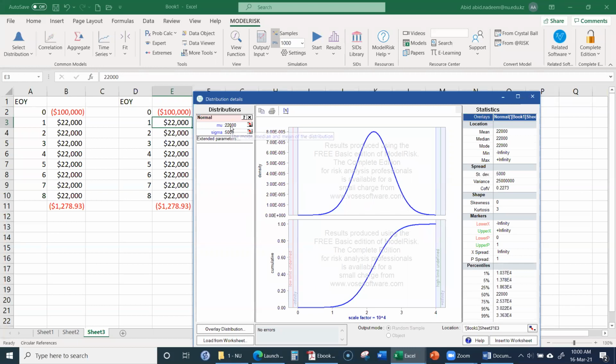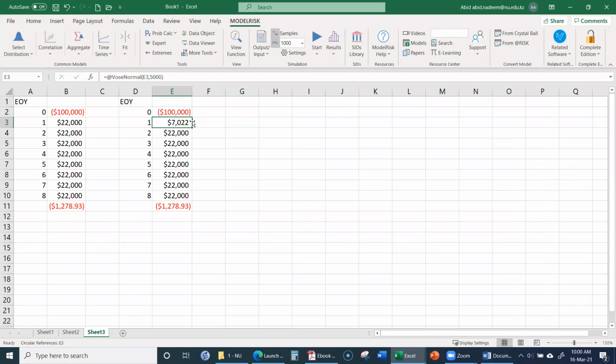After doing this, we just need to provide these two inputs, and then you will click this button over here, insert to worksheet. So this has now been inserted in the worksheet, and you can see that the formula for this has already been changed. This formula is a special formula which is used by this model risk program. So we can now copy and paste this formula for the other remaining 7 years as well.